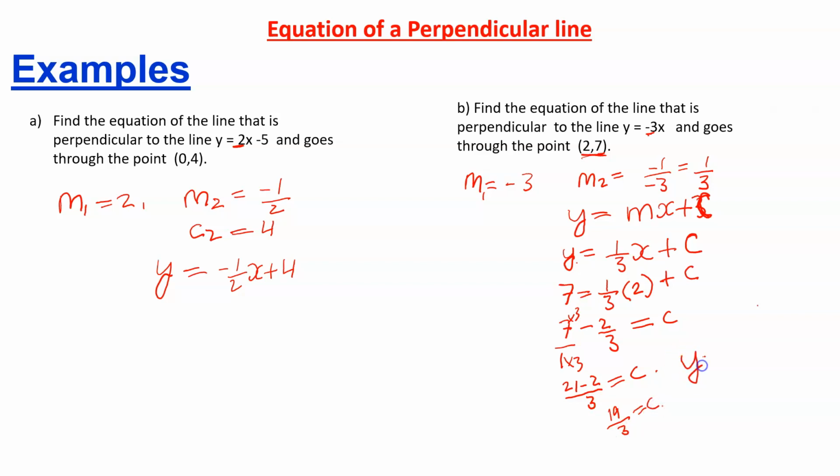Now we know c, and we know the gradient. This is our gradient, and this is our c. So this is the line. Okay, that's the equation of the line.